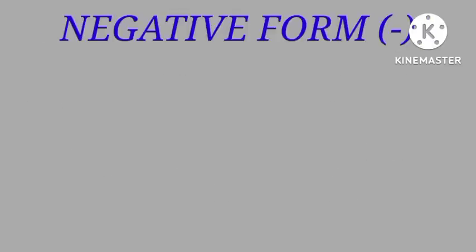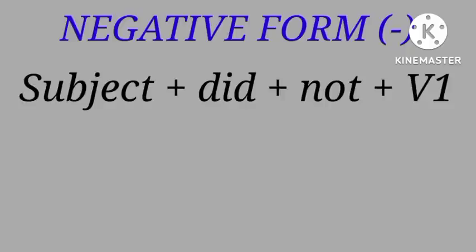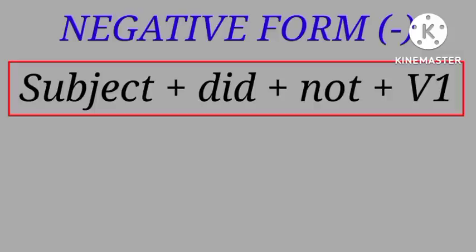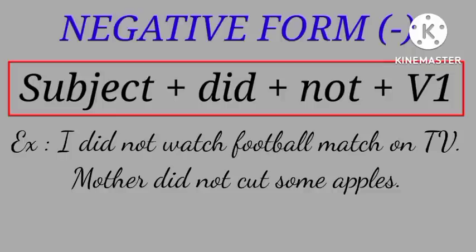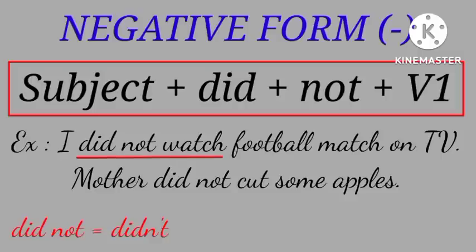Next, for negative form. Untuk bentuk negatif, sometimes we give the sign minus at the back, okay? The formula, the rule is subject plus did plus not plus verb 1. Nah, setelah kita memakai kata did not, kembali ke kata dasarnya ya, kata kerja dasar. Example, I did not watch football match on TV.